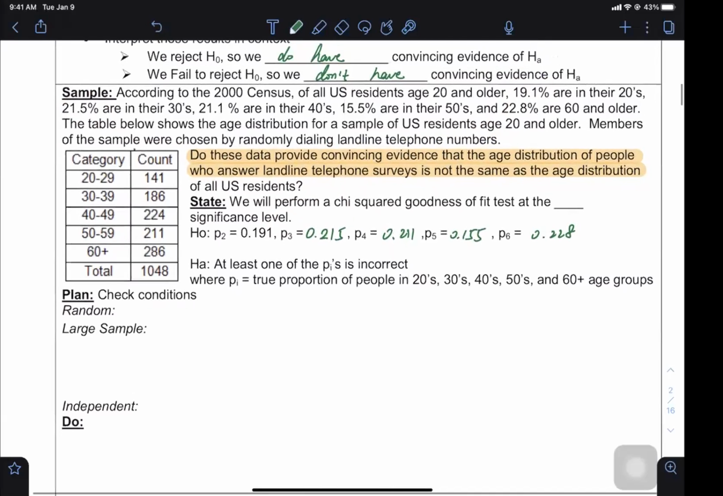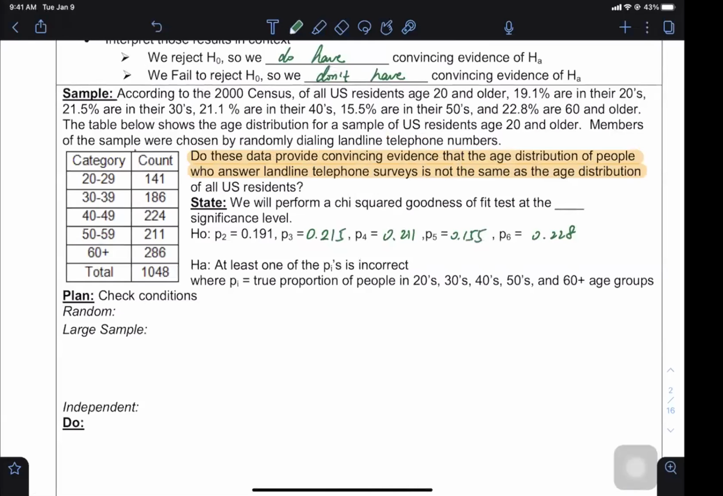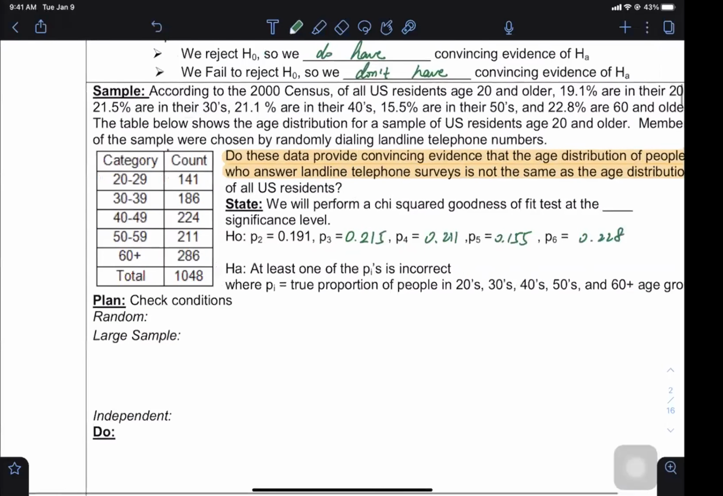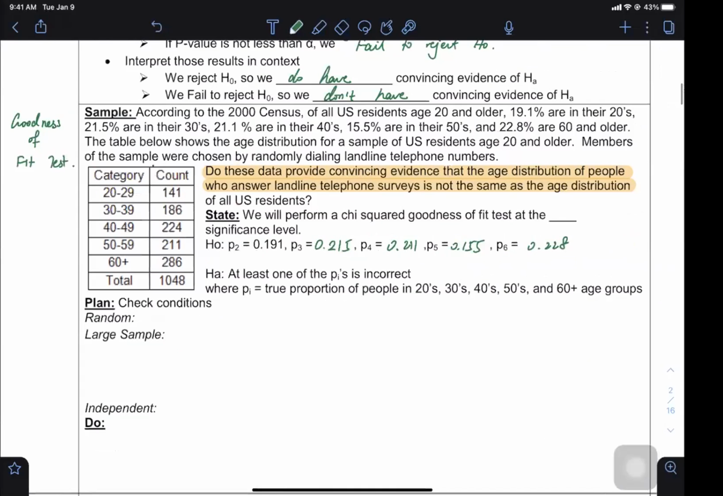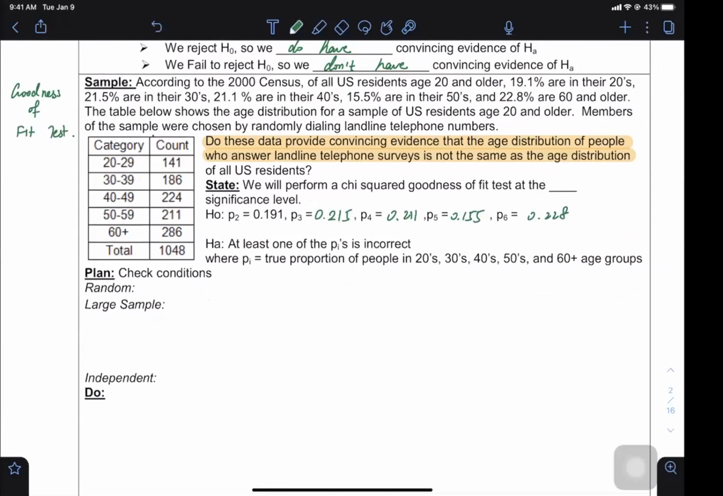So this is a test for goodness of fit. It's asking if my sample follows a certain distribution. So that is a goodness of fit test.